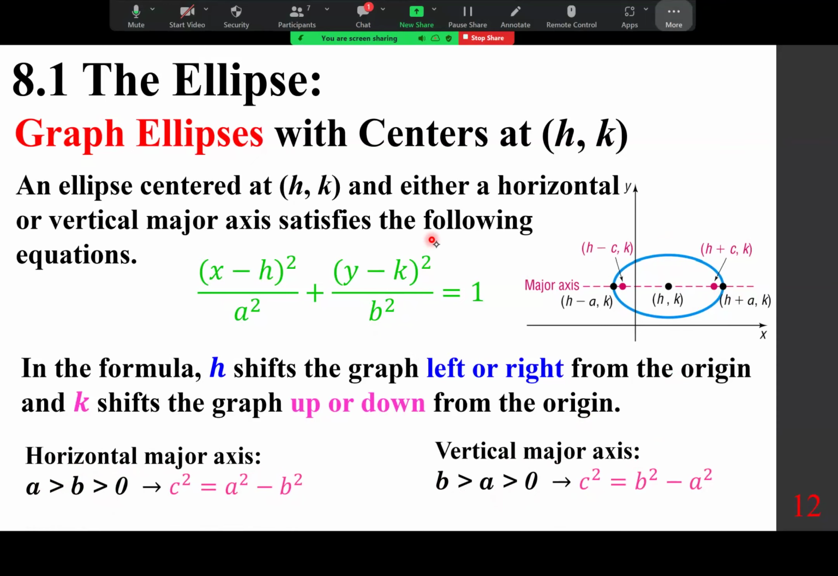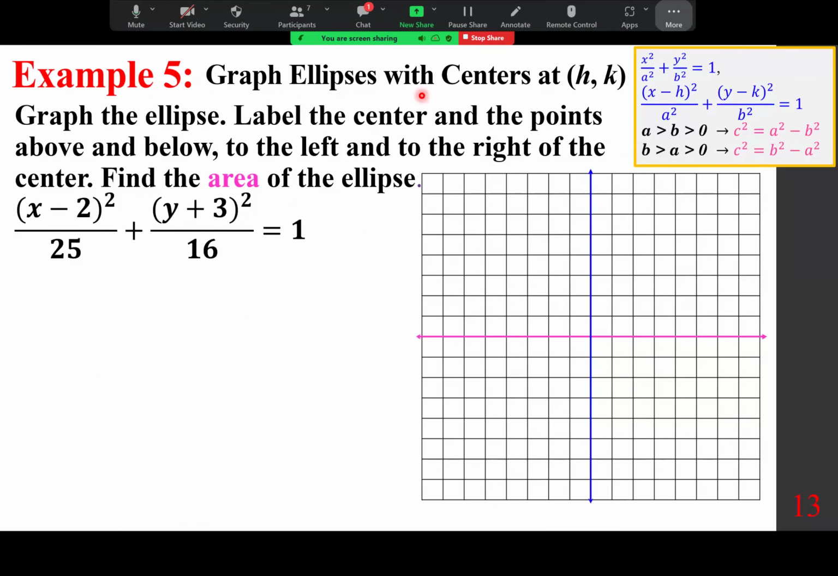Again, in some texts, they like to change that. I think it's more confusing when we do that. So graph the ellipse with the center at h and k. Graph the ellipse, label the center and the points above and below, to the left and to the right of the center. Find the area, and we have x minus 2 squared over 25 plus y plus 3 squared over 16 equals 1. So let's see how we tackle this question, everybody.